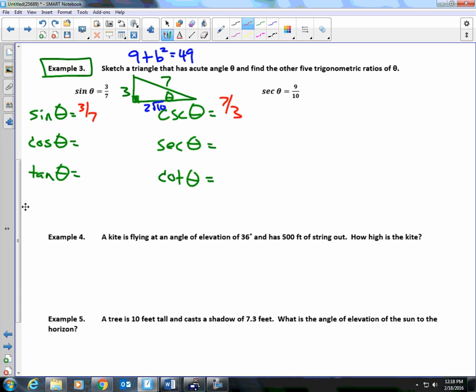Cosine. Two roots of 10 over 7. Secant, I would flip that. 7 over 2 roots of 10. Uh-oh. Can't have a square root in the denominator. 7 roots of 10 over 20.